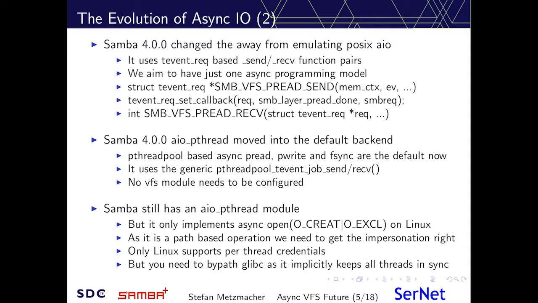It uses O_CREAT and O_EXCL, and it's Linux only because we need to get the path-based operation and the impersonation right, and the only platform that supports that is Linux, where we can have credentials per thread, basically. But this time, glibc is also smarter than we would like it to be, and we need to bypass it because when you set credentials in a thread, it implicitly resets the credentials on all threads. So we need to use the syscall directly in order to bypass glibc.